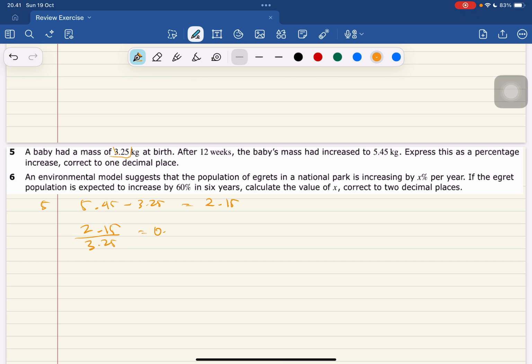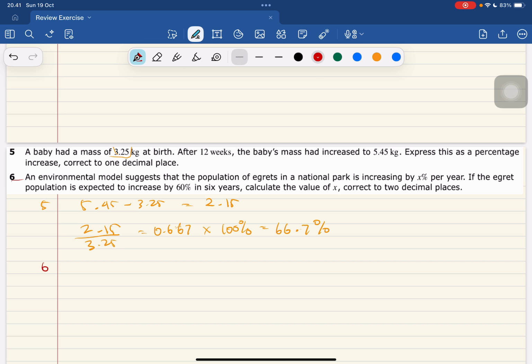So it's going to be 0.6, and then make it one decimal place. Okay, it's going to be 1.667 times 100%. So this is going to be 66.7%.